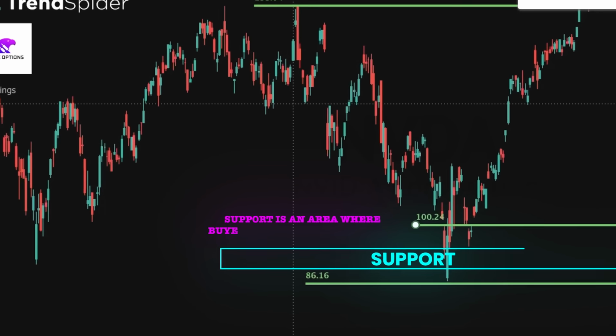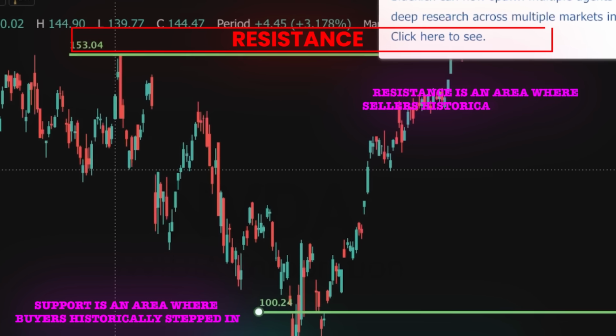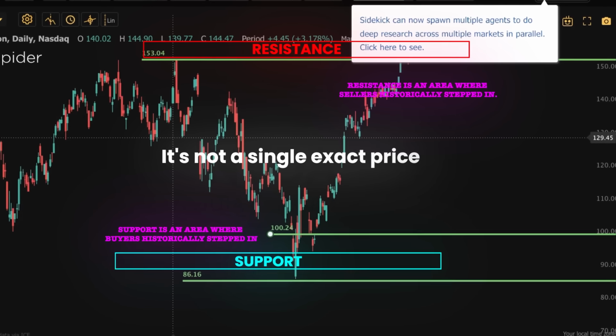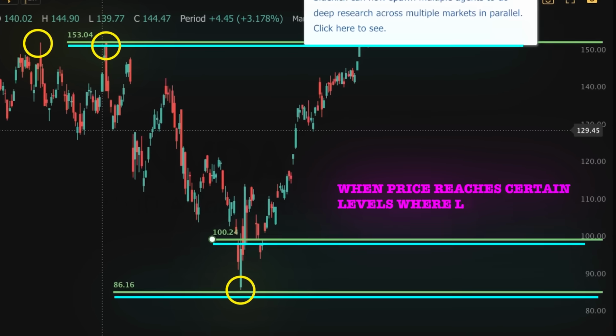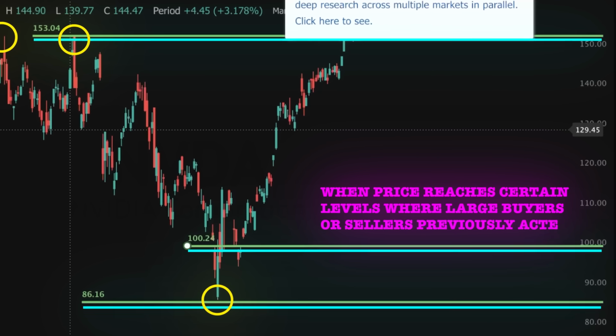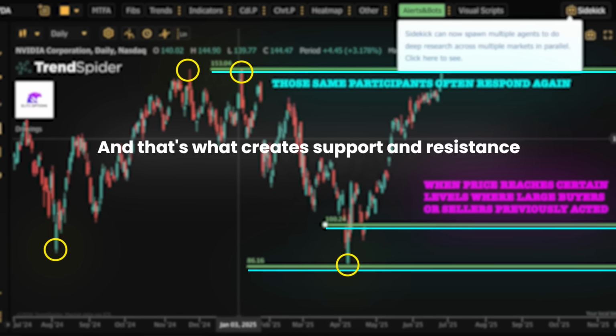Support is an area where buyers historically stepped in, and resistance is an area where sellers historically stepped in. But the key word here is area. It's not a single exact price. Markets are driven by human behavior and institutional positioning. When price reaches certain levels where large buyers or sellers previously acted, those same participants often respond again, and that's what creates support and resistance. It's essentially the market's memory, and price remembers where important transactions happen, and traders use that information to anticipate where reactions might occur in the future.